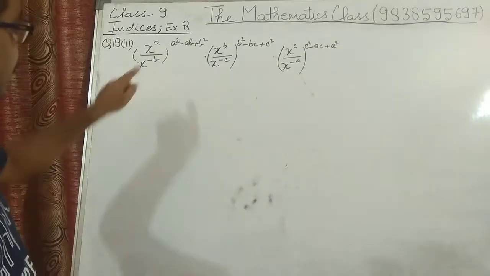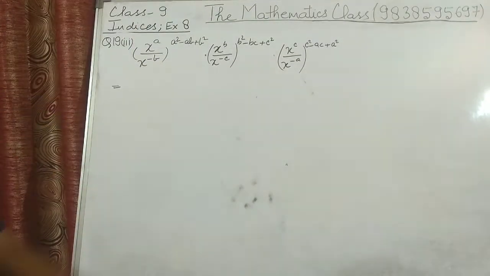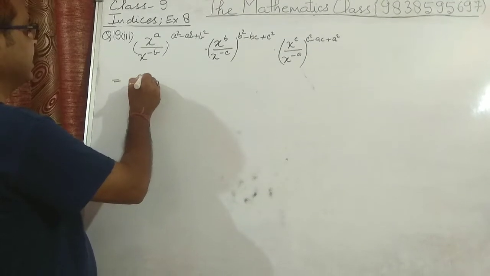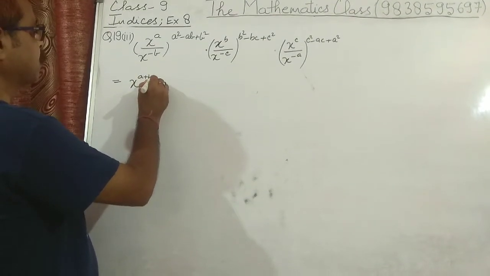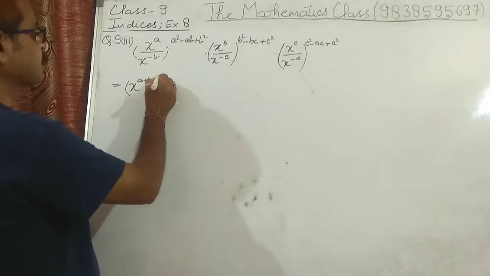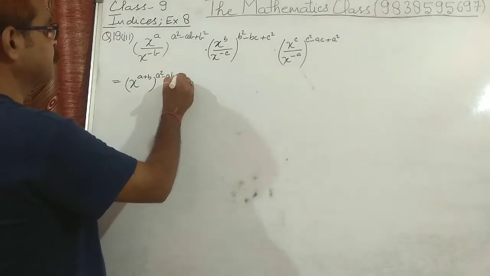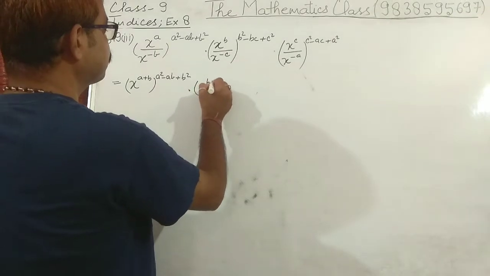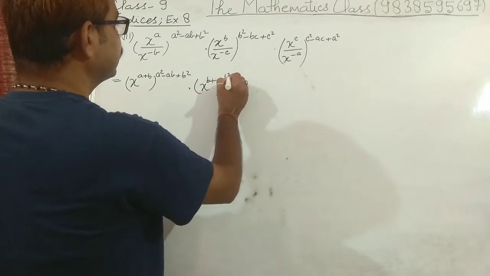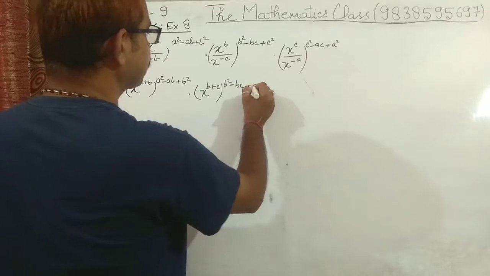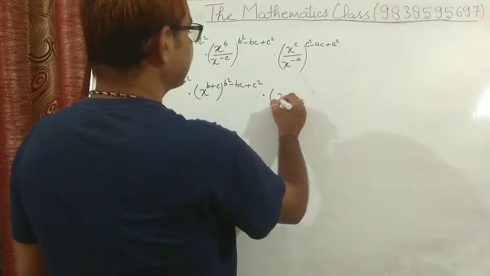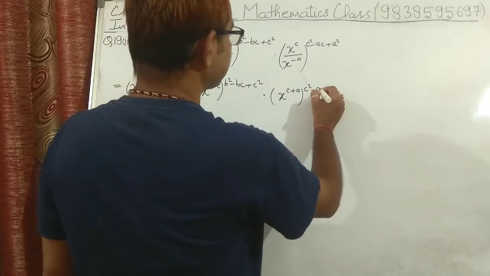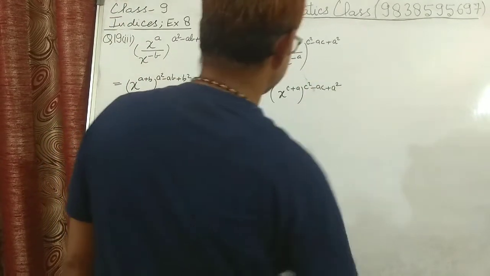What are we going to do first? This negative power will go to the numerator, it will become positive. So this can be written as x to the power (a plus b) whole power (a square minus ab plus b square) into x to the power (b plus c) to the power (b square minus bc plus c square) into x to the power (c plus a) to the power (c square minus ac plus a square).